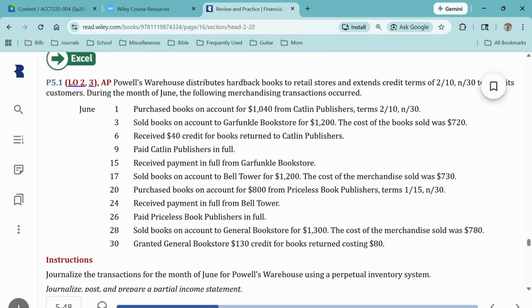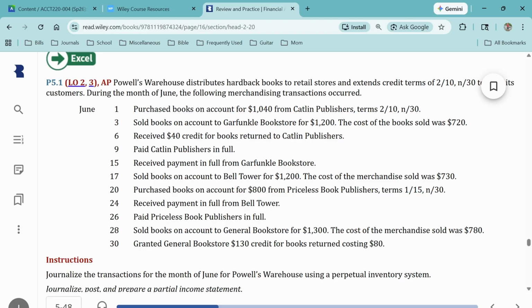So Powell's Warehouse distributes hardback books to retail stores. Powell's Warehouse is a wholesaler. They buy the books from the publishers, those are the manufacturers. And they take these books that they bought, mark the price up and sell the books to Barnes & Noble, some retailer, and then Barnes & Noble sells the books to you, the end consumer. So we're Powell's Warehouse. We're a merchandising company. We're basically a retailer, just up the chain. Wholesaler.